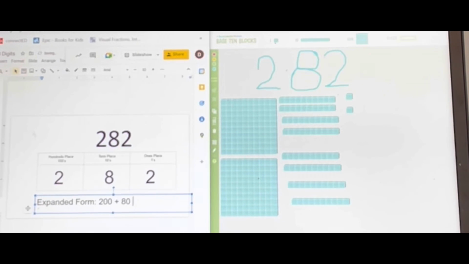And then we have 2 ones. And 2 ones is equal to a value of 2. All right, so there you have it. 282 in expanded form is 200 plus 80 plus 2.